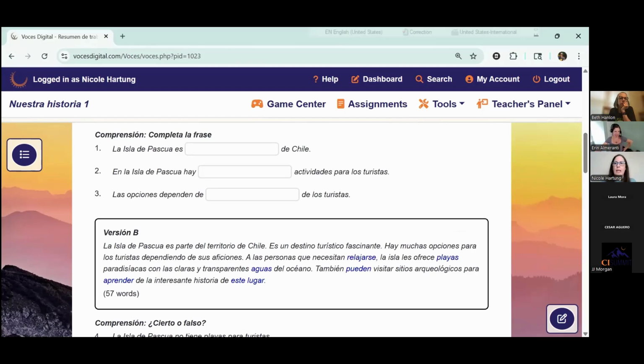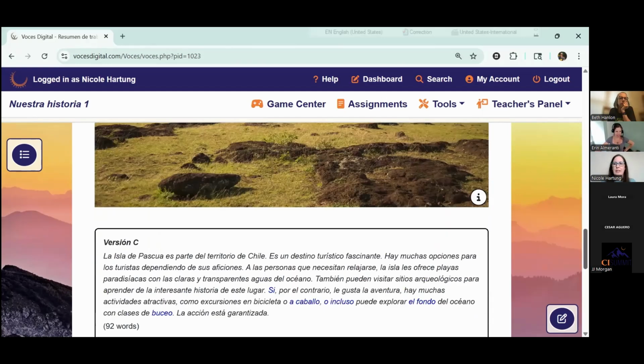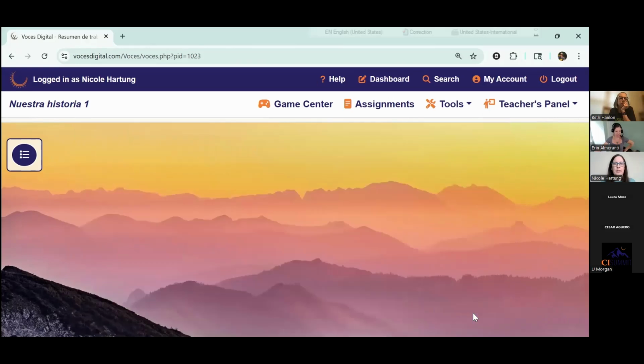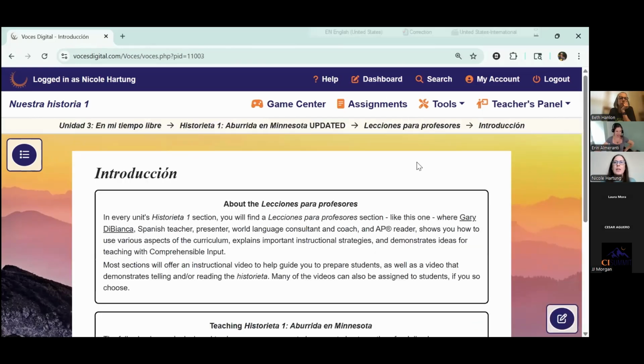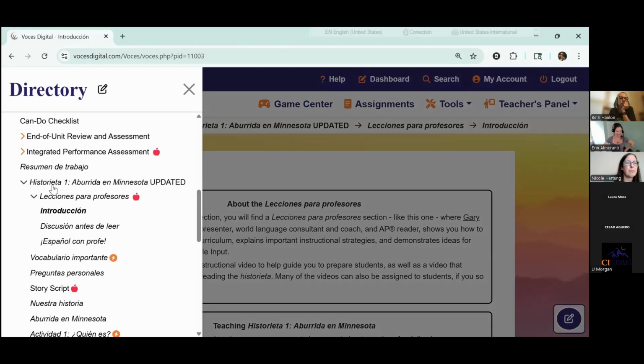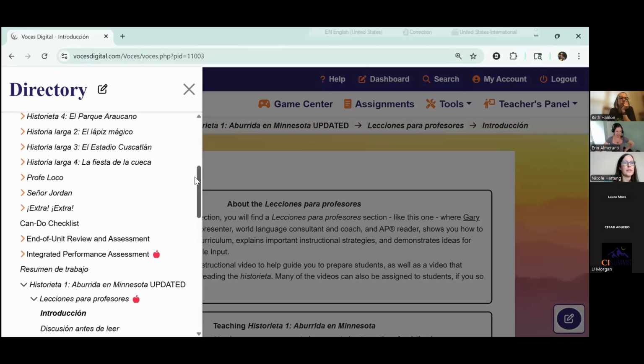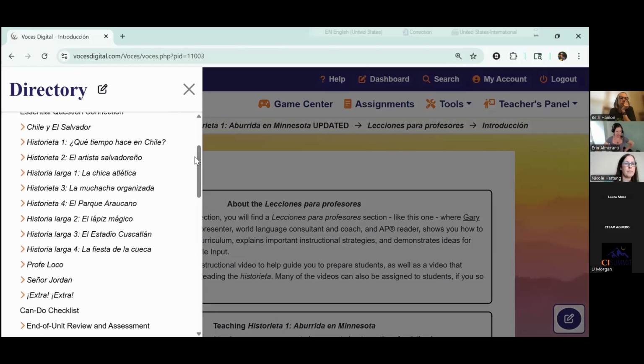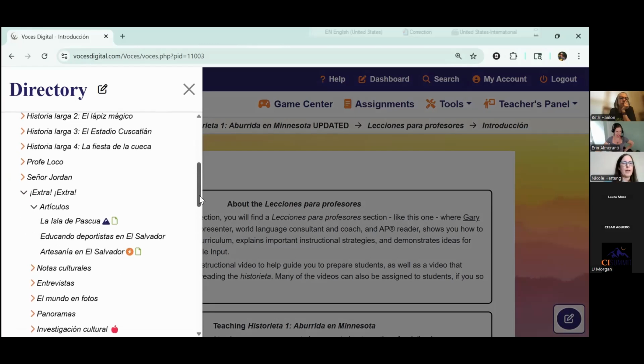Okay. And then, actually, let me slide down here. Next page. Okay. Oh, that's not it though, because it brought me to something else. Just kidding. We're going to do it this way. We're going to go back to the hamburger. Extra. Okay. Yes. Artículos.